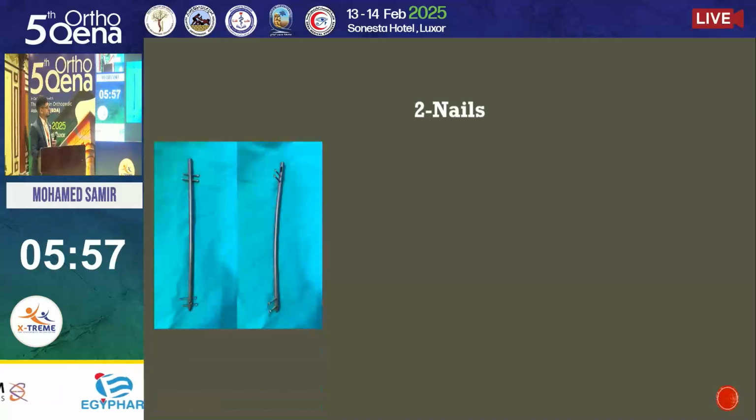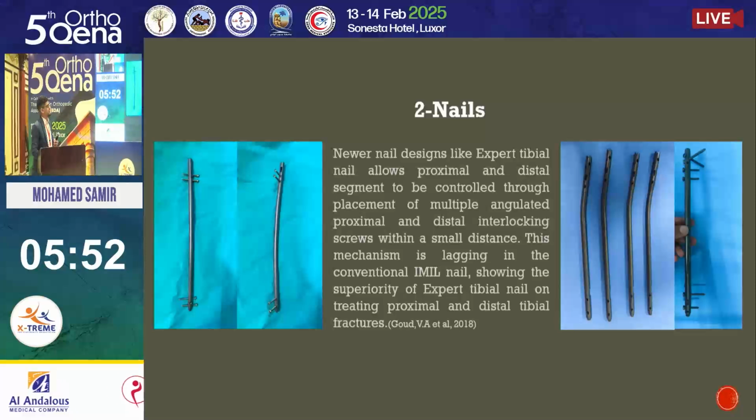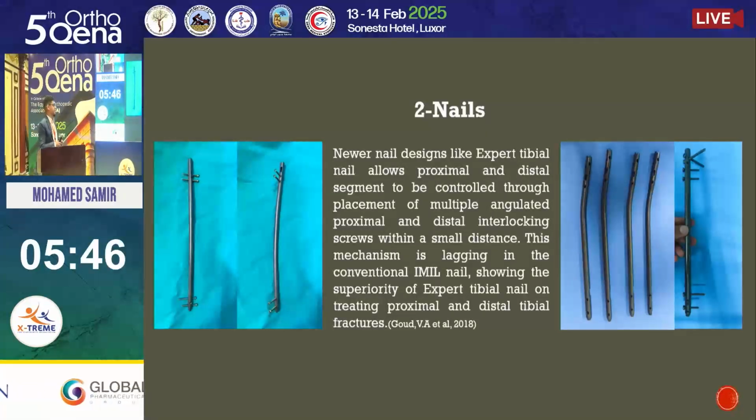In nails, there is the conventional nail and the expert nail. The expert nail allows the proximal and distal segments to be controlled through placement of multiple angulated proximal and distal interlocking screws within a small distance. Conventional intramedullary interlocking nails lack this, showing the superiority of the expert nail in treatment of proximal and distal fractures.